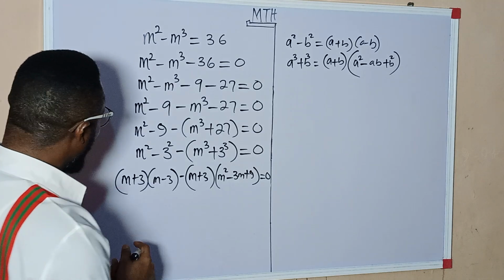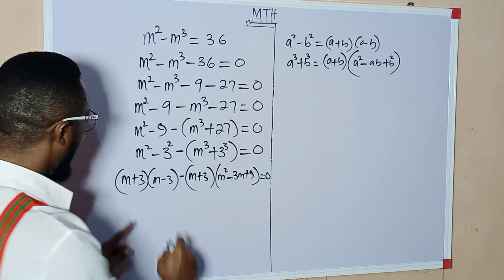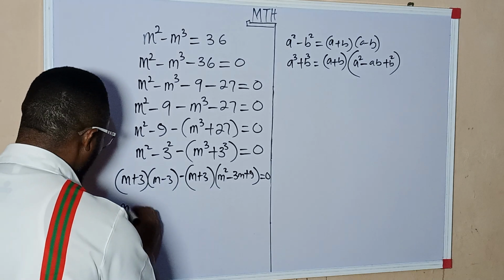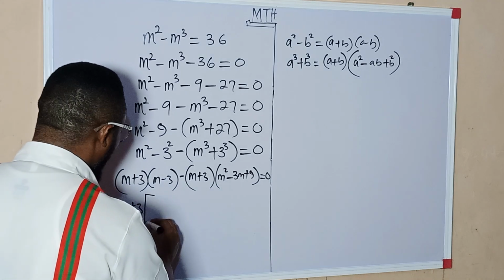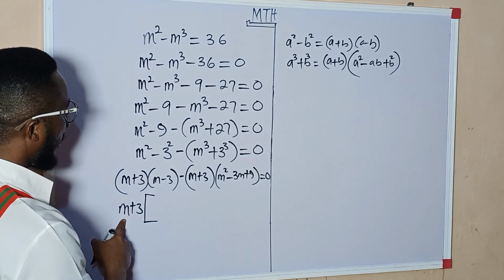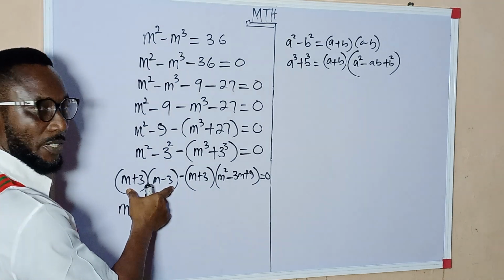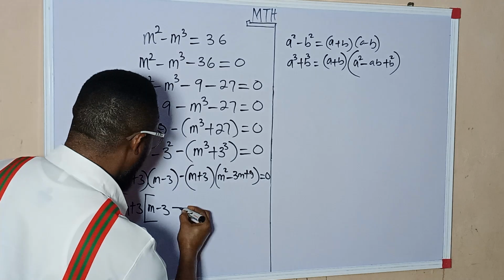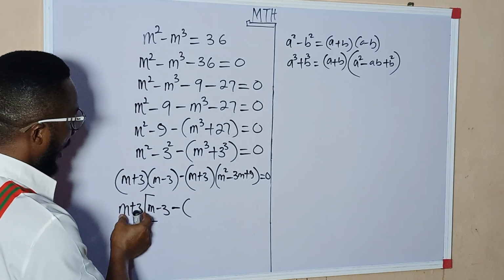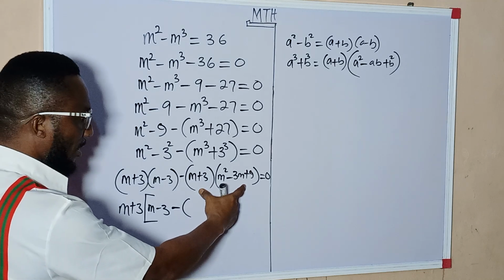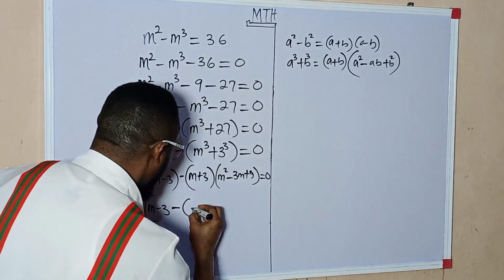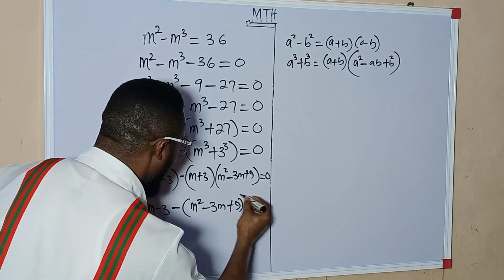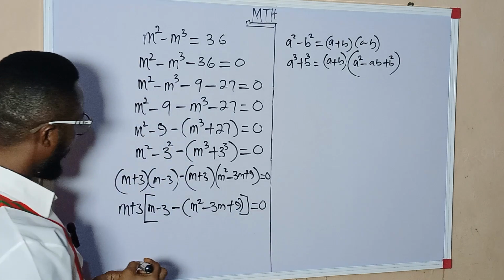Then we can factor out a common factor. These two guys and these two guys, m plus 3 is common. So we'll factor that out. That will be m plus 3. Then I will open a big bracket. So m plus 3 divides these two parentheses. M minus 3 will be left. Then I have a negative sign there. I will open a parenthesis. M plus 3 divides these two parentheses. M plus 3 will cancel out. So we have m squared minus 3m, then plus 9. I will close the parenthesis, close the bracket, everything equal to 0.